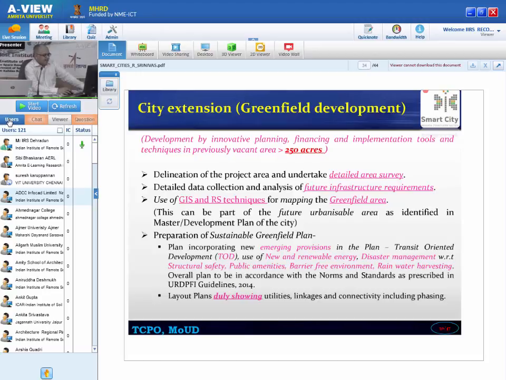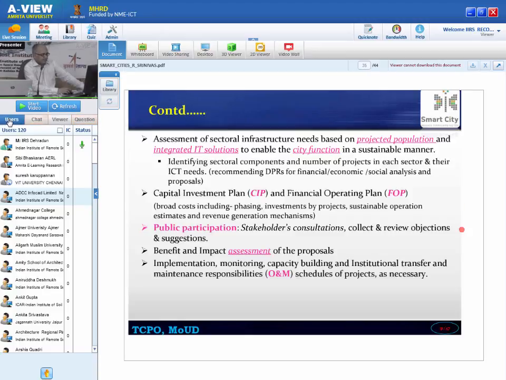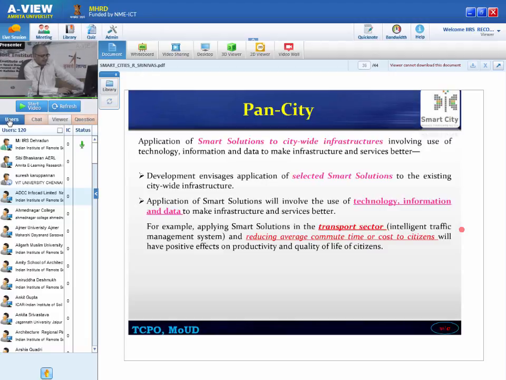And of course, greenfield development, typically for any kind of new sub-township, needs delineation and accordingly the preparation of a suitable greenfield plan. It needs to have emerging provisions of TOD, focus on new and renewable energy, disaster management, structural safety, and layout plans duly showing all the utilities, linkages and connectivity. And of course, public participation would also be there. You need to also prepare CIP, FOP. And then you need a very strong monitoring mechanism for the greenfield or, for that matter, any kind of area-based strategies.